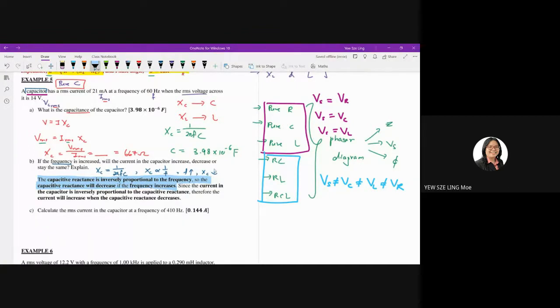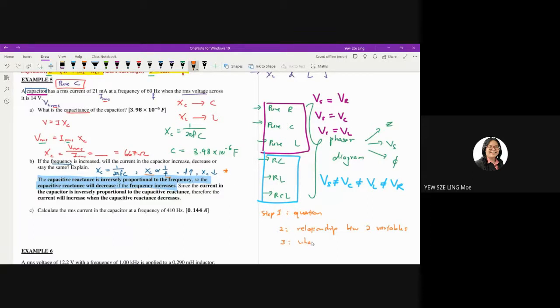I want you to write it down in equation form, because usually in the exam, I encourage my students to write it in equation form so that the examiner can see the steps. Isn't this the 4 steps I've been telling you guys? Step number 1, we state the equation. Step number 2, we look at the relationship between two variables, in this case XC and F, and then tell the examiner what happens when one of the variables changes.